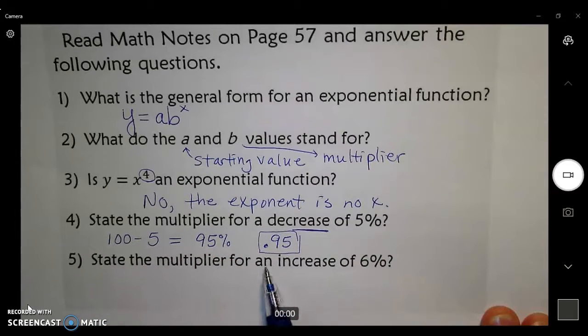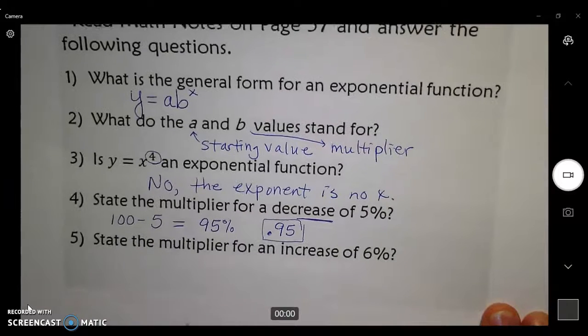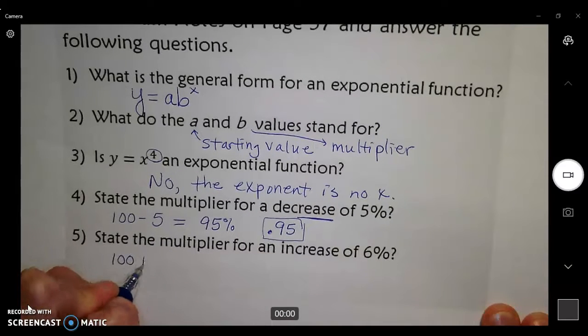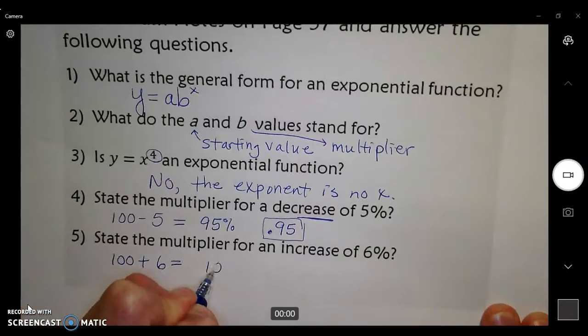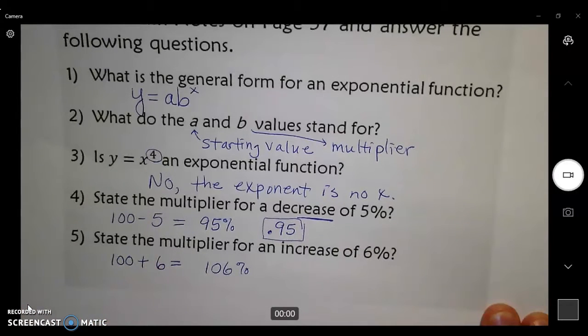Then state the multiplier for an increase of 6%. This will actually be 100 plus the 6. So 106% because it's going to keep all of its value and add some more to it. So 100%, it's all of its value, then it adds 6% to it. So 106%, you're going to write that as 1.06. That's page 1.